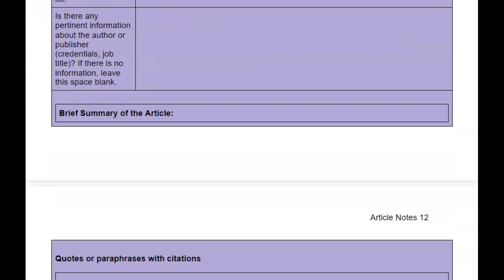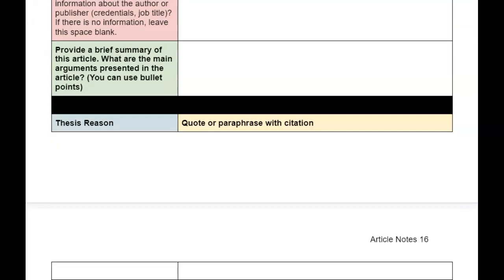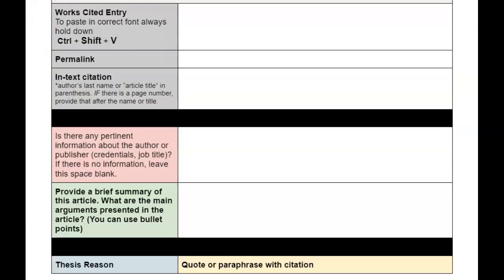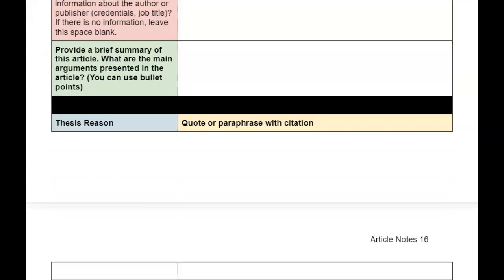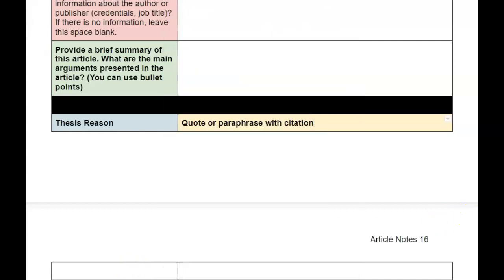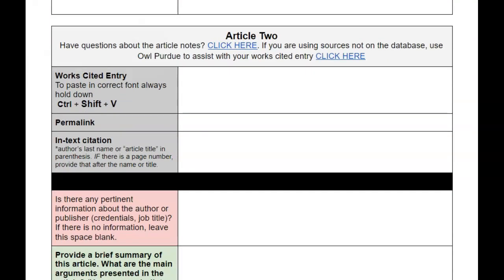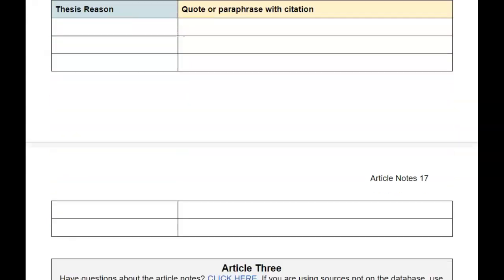All right, so I've checked through all my notes. I have something for every solution, and notice I put the solution on top for these notes. If you use the other notes, your solutions will look a little different. You'll have the articles and you'll have the thesis reason right next to it, but please make sure every thesis reason is addressed, that you have quotes for every thesis reason and about an even amount. I should say thesis solution.